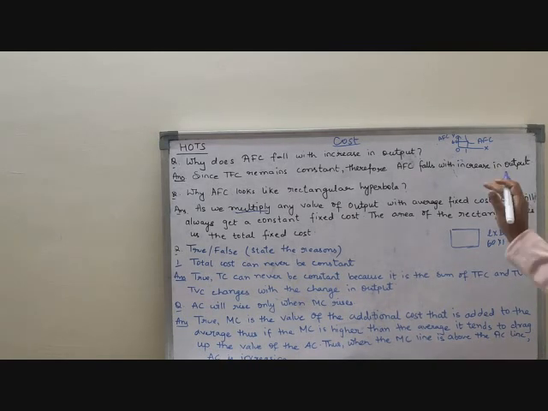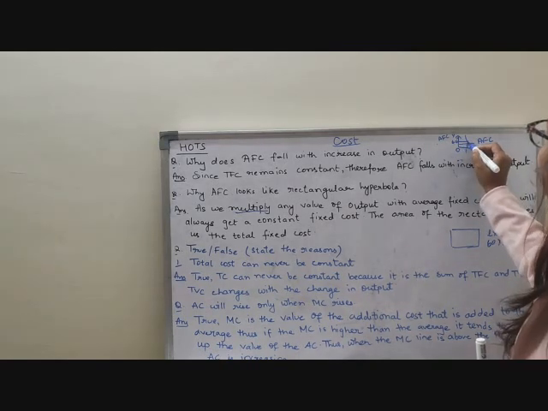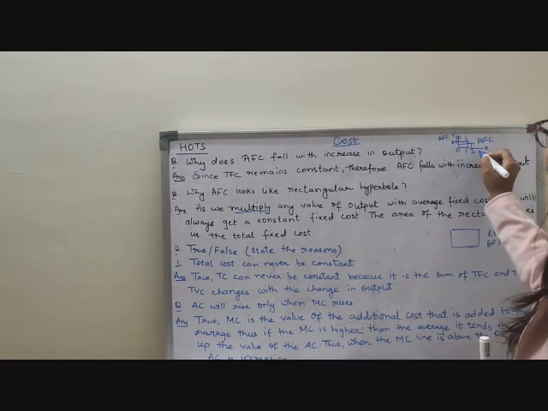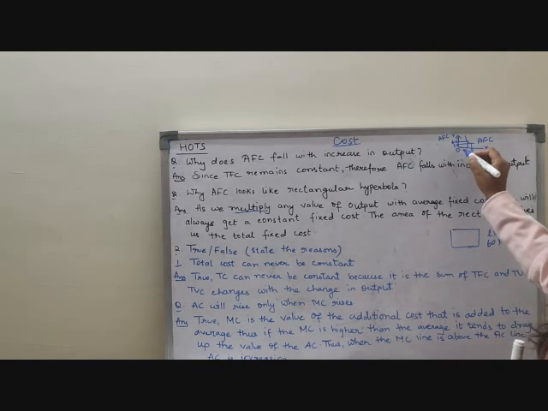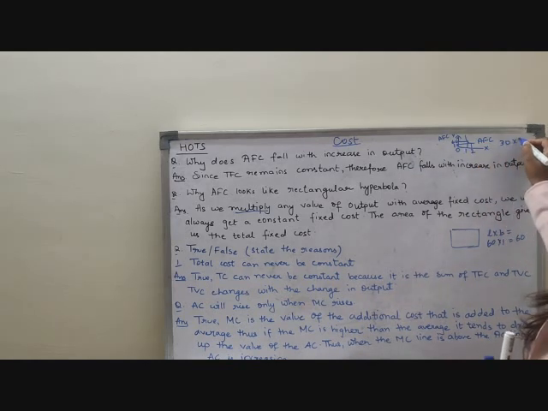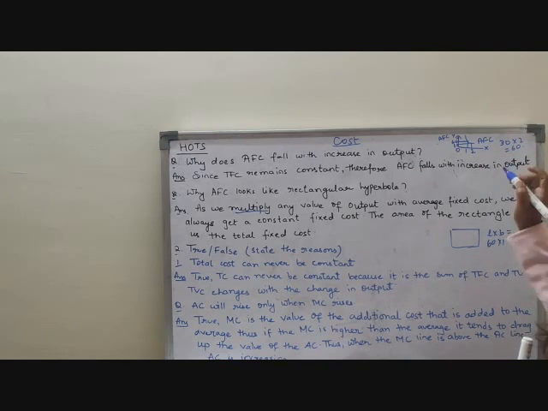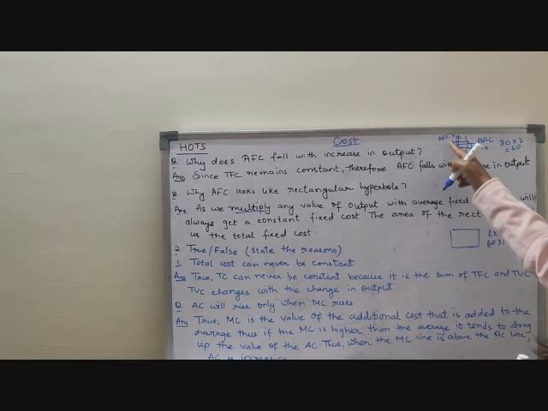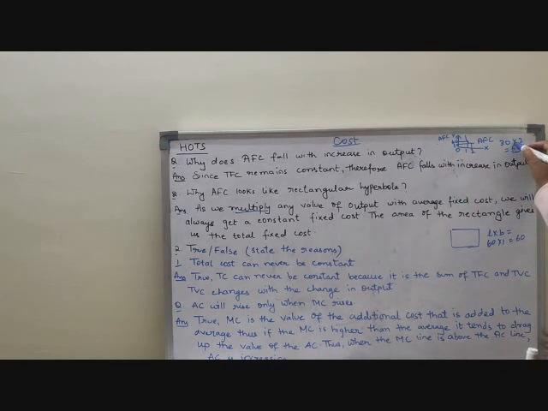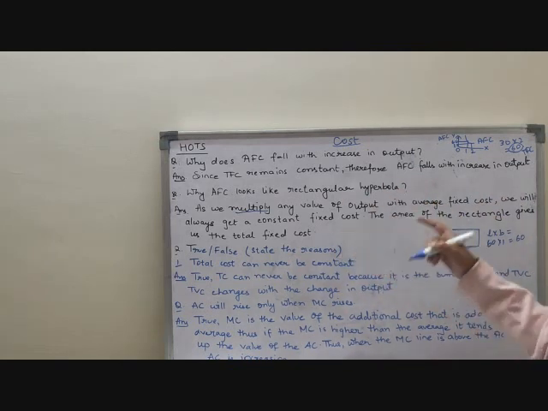Clear, children? Now again see, if I increase the output from 1 to 2 and my AFC is 30, then 30 into 2 is how much? 60. So what I am seeing here is that if we multiply any value of output on the x-axis with the AFC, you will get a constant fixed cost. This is the total fixed cost, which is constant. So the area of the rectangle gives us the total fixed cost. Clear, children?